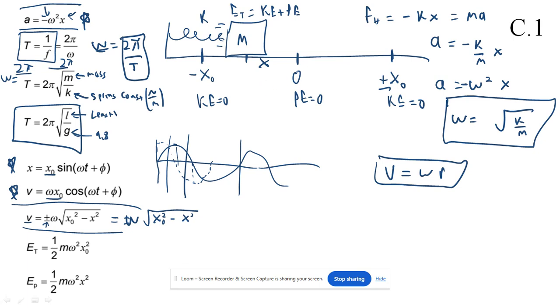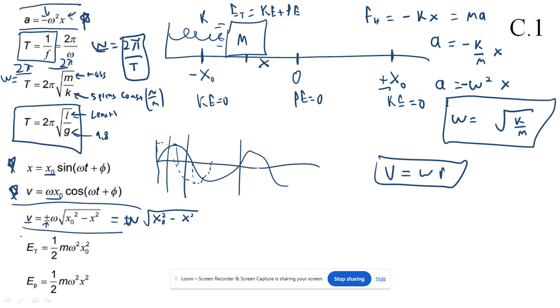So if you are in the very center, this thing under the radical becomes a maximum because x is 0, right? Okay. And when you're out at the edge, x is equal to x naught, and so this is 0. The velocity is 0. The speed is 0. Okay.